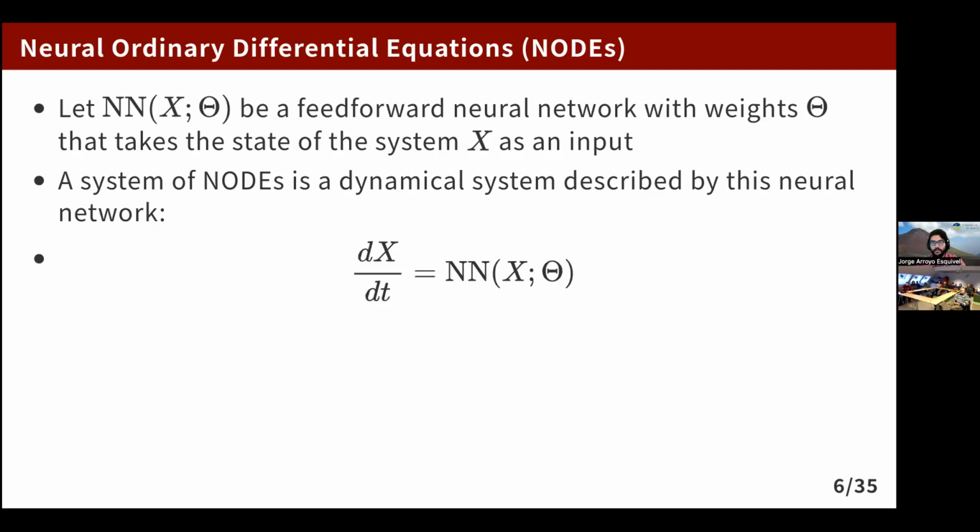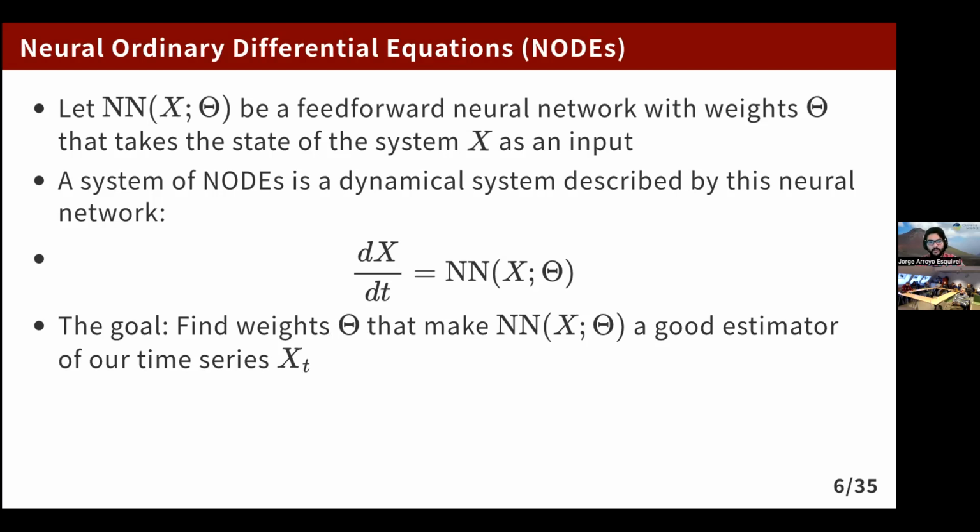So here we have a time series x, and we're using a neural network not to learn the time series itself, but we're trying to learn a differential equation that describes the time series. So we want to find weights such that, when we solve it using numerical methods for differential equations, this neural network is a good estimator for our time series sample at time t.